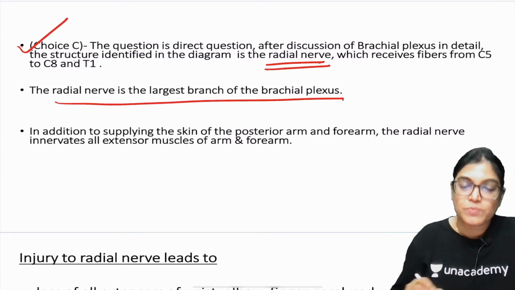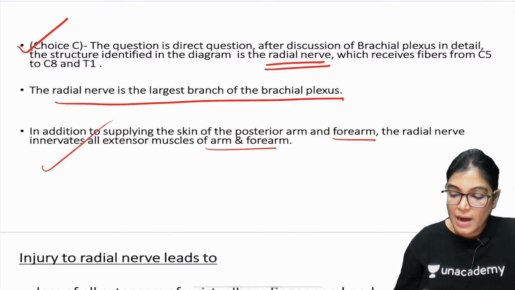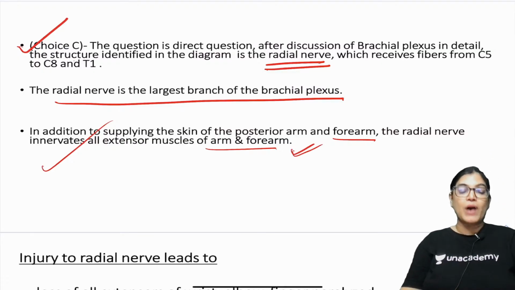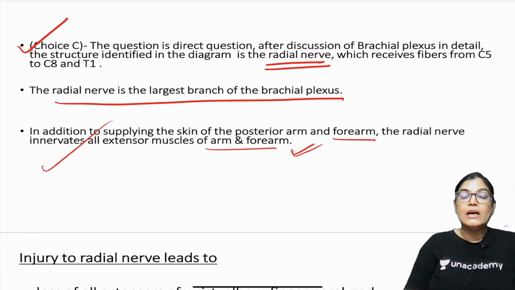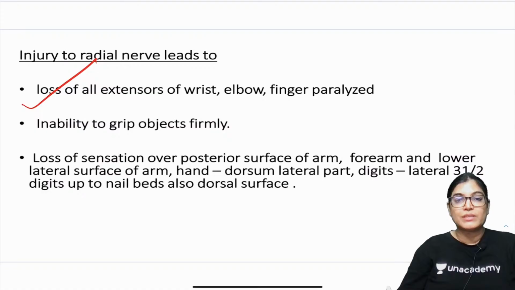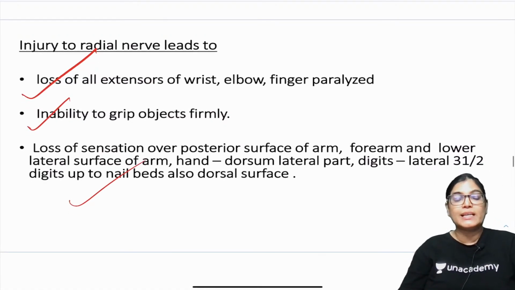Radial nerve is the largest branch of brachial plexus, and in addition to supplying the skin of posterior arm and forearm, it supplies all the extensor muscles of arm and forearm. So only extensor muscles are paralyzed and wrist drop will be seen. Loss of all extensors of elbow and wrist, inability to grasp the object and loss of sensation. These are the clinical presentation if there is radial nerve injury.